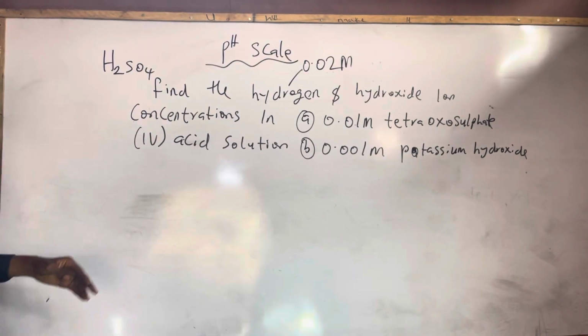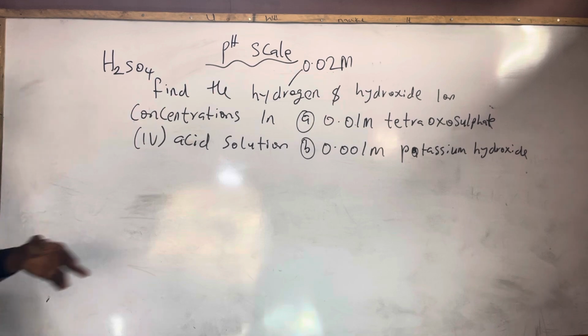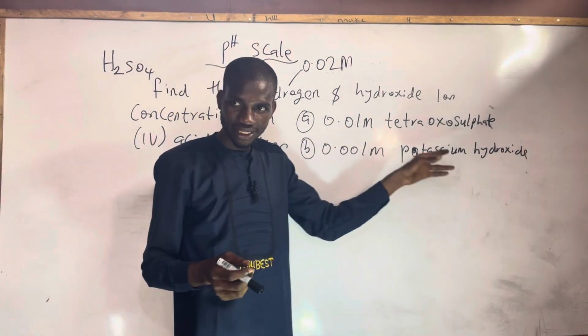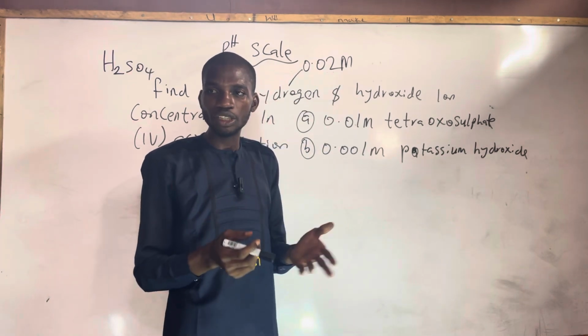Because they ask us for concentration. So your formula should be what? The formula should be hydrogen and hydroxide. And they have given you potassium hydroxide. Check the number of hydroxide ions in potassium hydroxide.